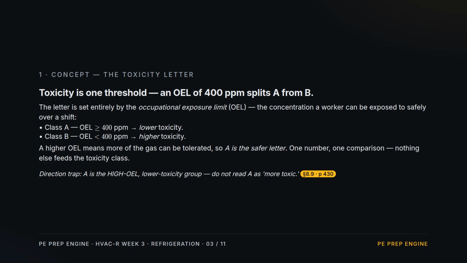Concept 2. The toxicity letter. It's fixed by one threshold, the occupational exposure limit, the safe workplace concentration. Class A is an OEL of 400 parts per million or greater, lower toxicity. Class B is below 400, higher toxicity. Higher limit, safer fluid, so A is the safer letter. That one comparison sets the letter, and nothing else.